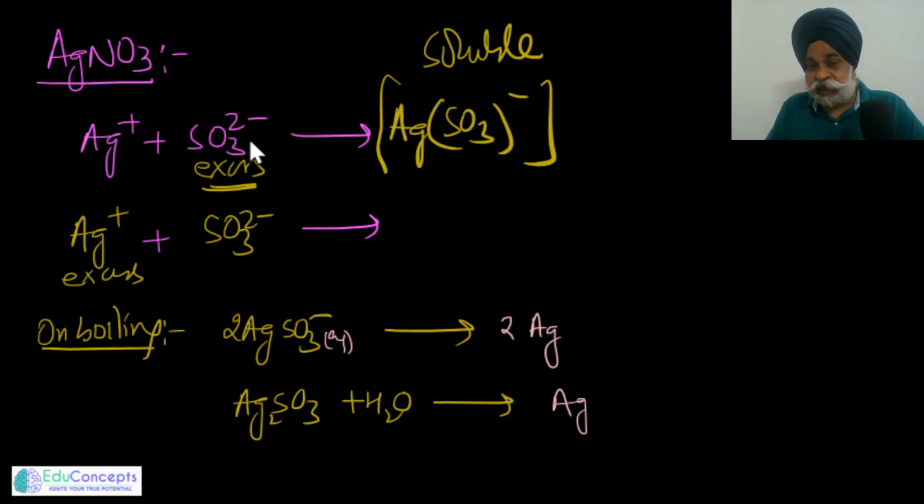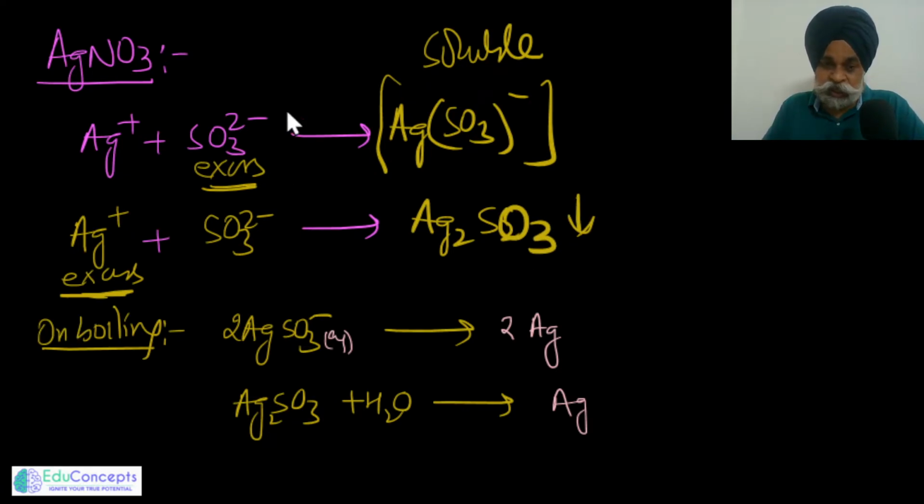Silver nitrate added to excess of sulfite ion, the solution would remain soluble. But if silver ion is in excess, then it gets precipitated. Now the other thing: this precipitate, on heating, if you just heat them, what shall you be getting?